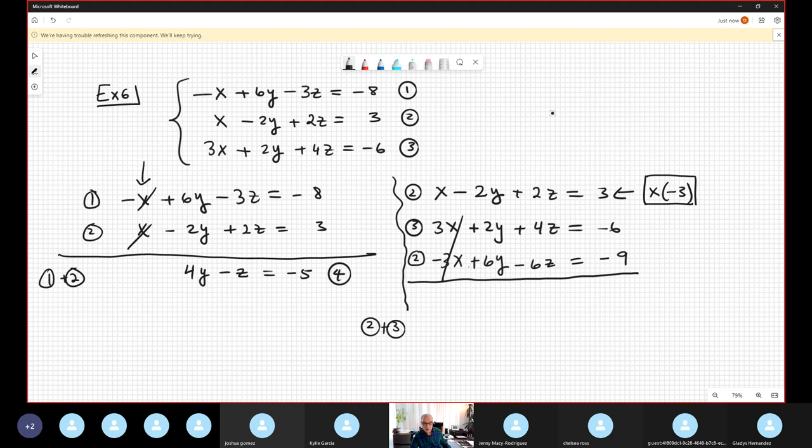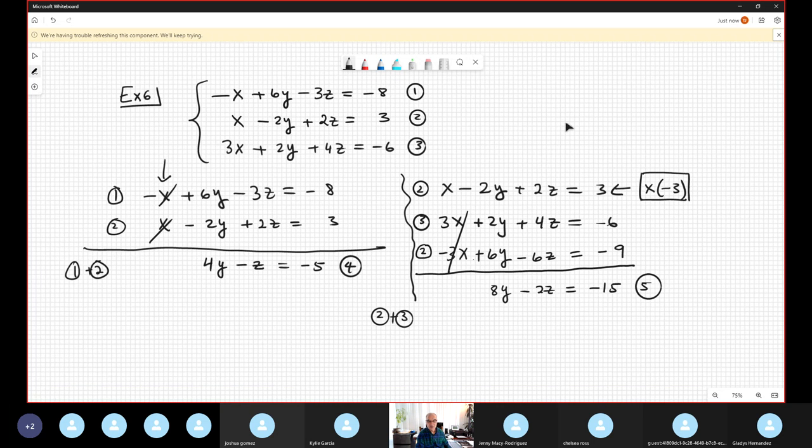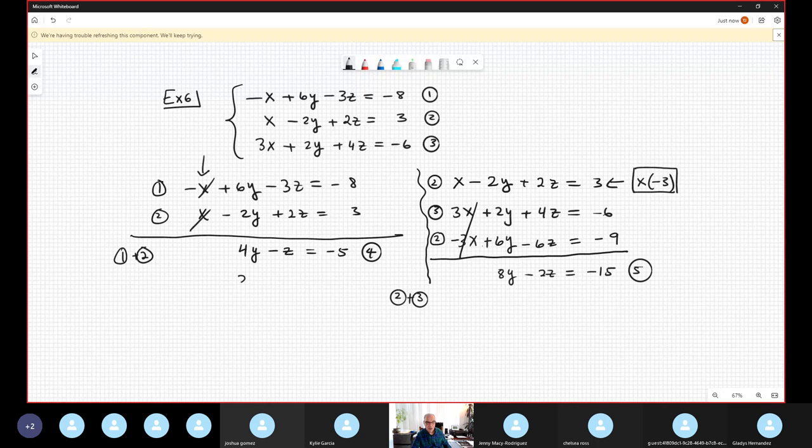Now, addition. This cancels out, this is 0. And you combine this and this together as 4y, and this is minus 2z, equal negative 15. And this is my equation number 5. Everyone follow me so far? Now equation 4 and 5. I copy here 4y minus 2z equal minus 15. And this is equation number 5. My new system can help me to solve the big system.